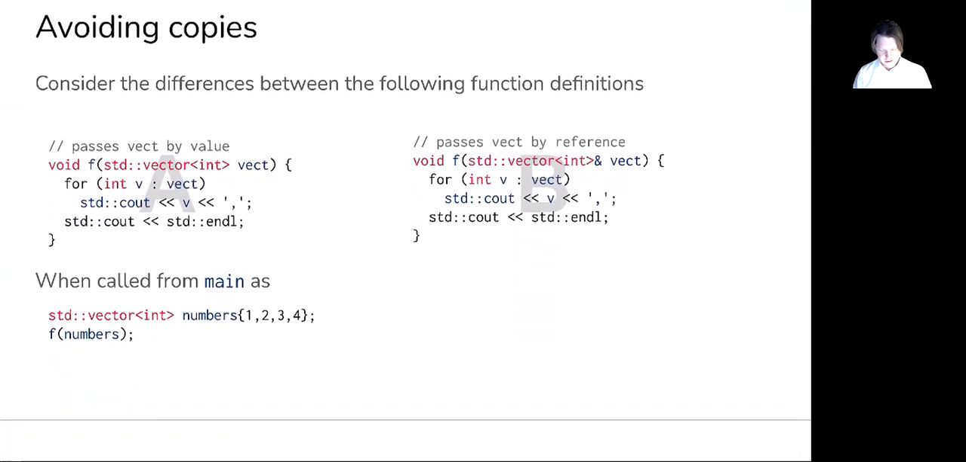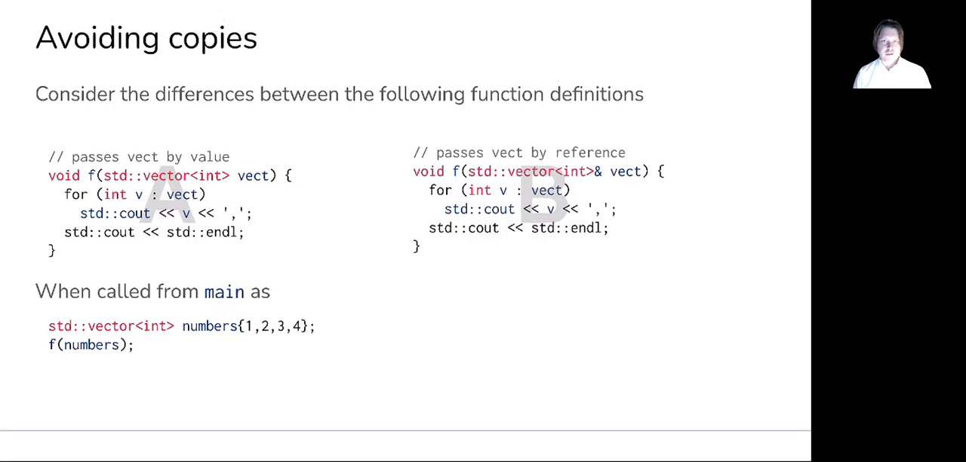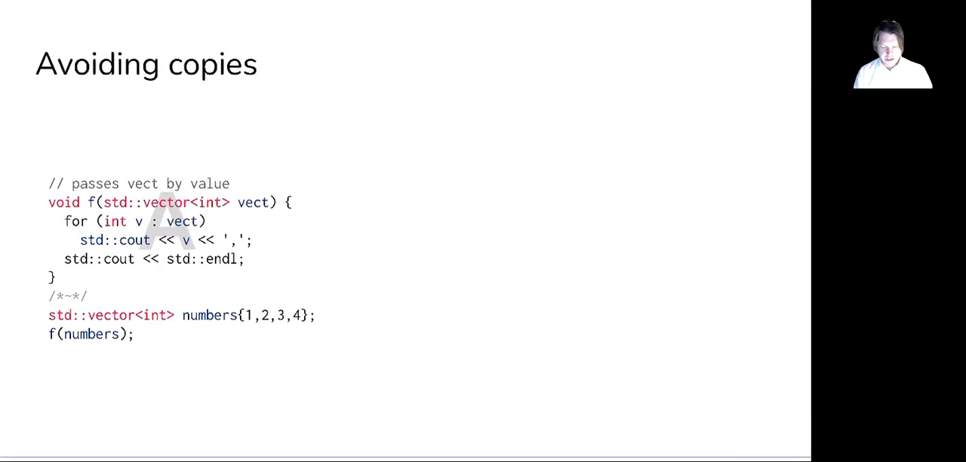So avoiding copies. Let's go ahead and take a look at two different versions of this code. So we have on the left here, A is going to be a function f whose parameter is going to be a single vector of integers. On the right, for B, we have the same function f, except the parameter is a reference to a vector as opposed to simply a vector. So in the instance on the left, we're passing vect by value. On that in the right, for B, we're passing by reference. So let's look at the implication of this.